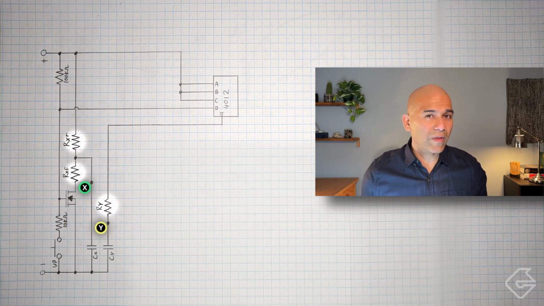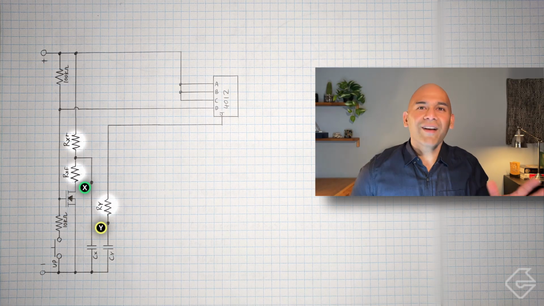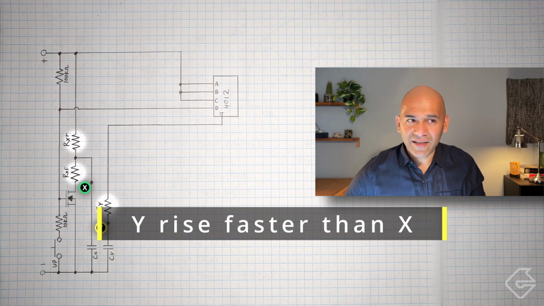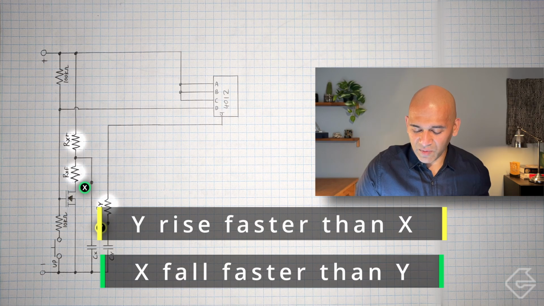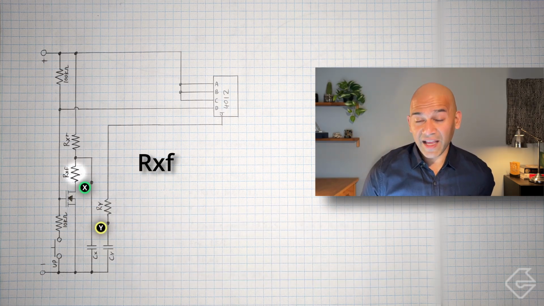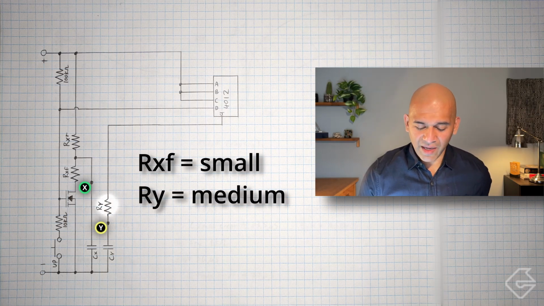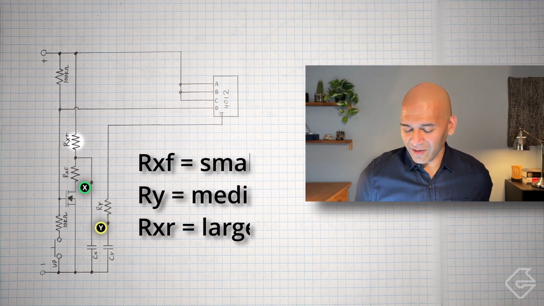Now, if you think about the statement that we came up with, I'll repeat it again for clarity. The statement is: y must rise faster than x, and x must fall faster than y. So what that means is, of these three resistors, Rxf needs to be small, Ry needs to be medium, and Rxr needs to be large. All right, that's pretty straightforward. But how small, how medium, and how large? For that, we're going to have to roll up our sleeves a little bit more to get detailed.